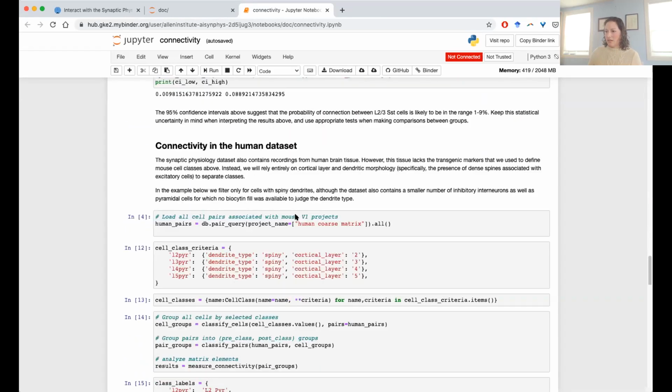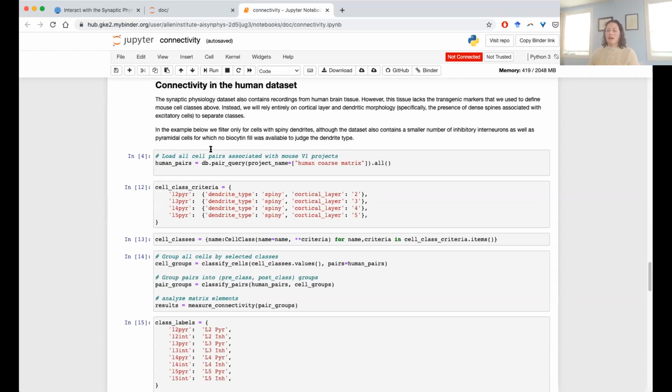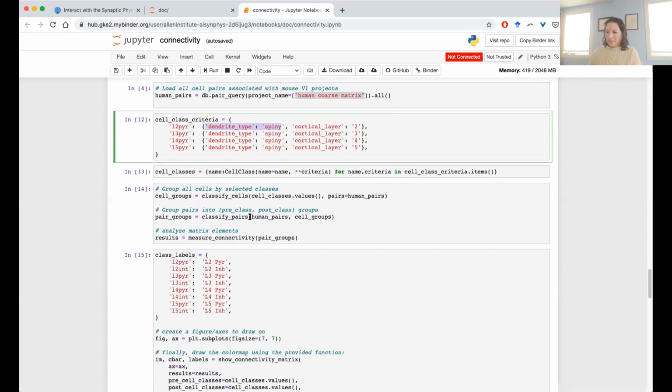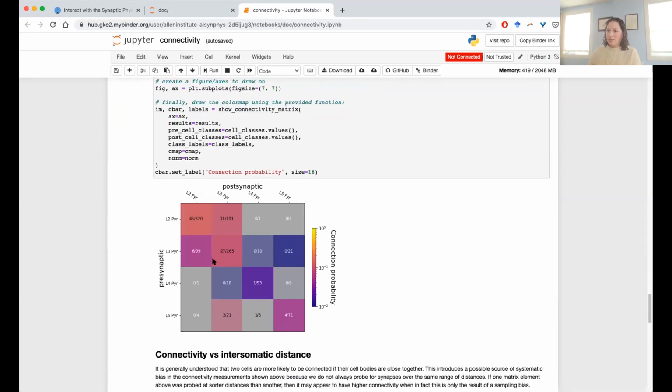So I'll just scroll down a little bit and also highlight that we also recorded from human neurosurgical tissue. You can similarly access that data here by pulling out pairs that were part of human tissue projects. Again, we don't have transgenic humans, so we can identify cell classes here mostly by their dendritic morphology. In this case, we could look at all of the spiny or excitatory cells in the different layers of human cortex and do a similar analysis looking at the connectivity among these to get a connectivity matrix for human excitatory cells.